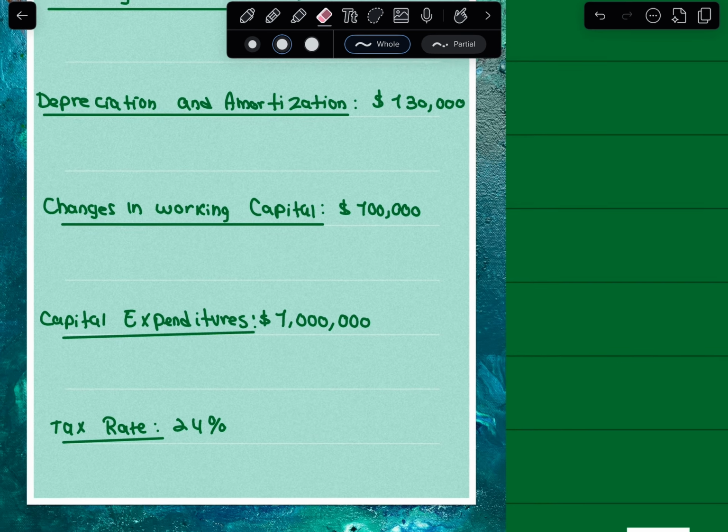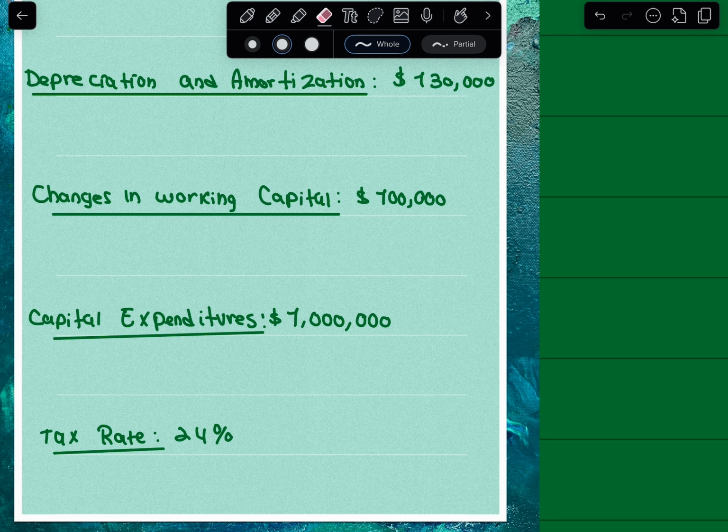Let's go ahead to changes in working capital. It is the difference between a company's current assets and current liabilities, and it shows the company's short-term liquidity. Essentially, whether we have enough assets to fulfill our obligations with our liabilities. And for our example here, we have $100,000 as our number for changes in working capital.